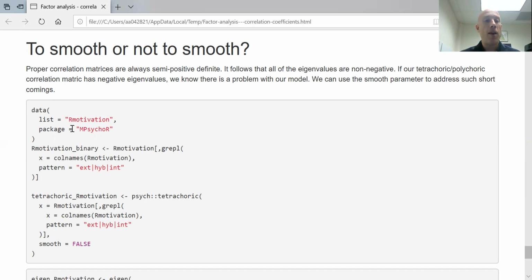All right, so let's say that I take the R motivation data set from the same package. And here I'm just grabbing the binary data using some string logic, a grepl. And then I'm going to go through and run the tetrachoric correlation, but I'm not going to do any smoothing. So I'm going to run the correlation and it's going to go 2 variables at a time and compute that row, assuming that we have bivariate normal.